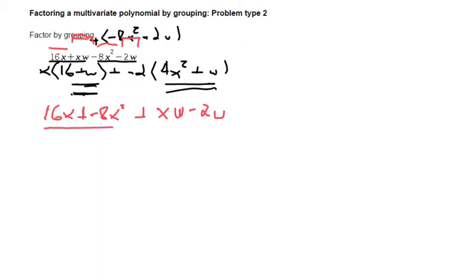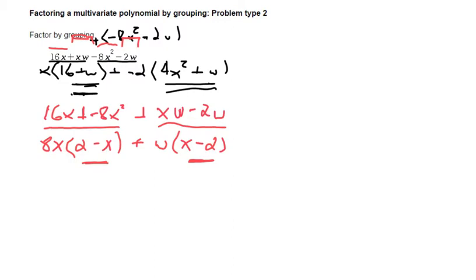So here again, I'm going to group these together, and I'm going to group these together. What can I factor out here? I can factor out an 8x. So I'll factor out my 8x, and then I get 2 minus x plus, what can I factor out of here? I can factor out a w, and I get x minus 2. This looks a little bit better, but you notice that these two binomials are not exactly the same.